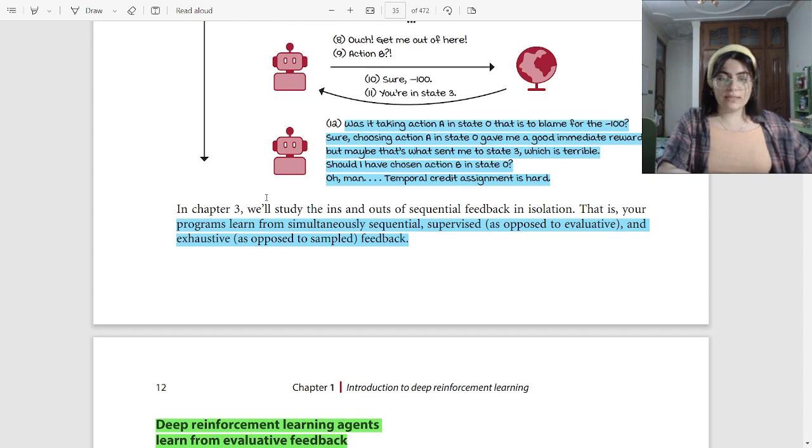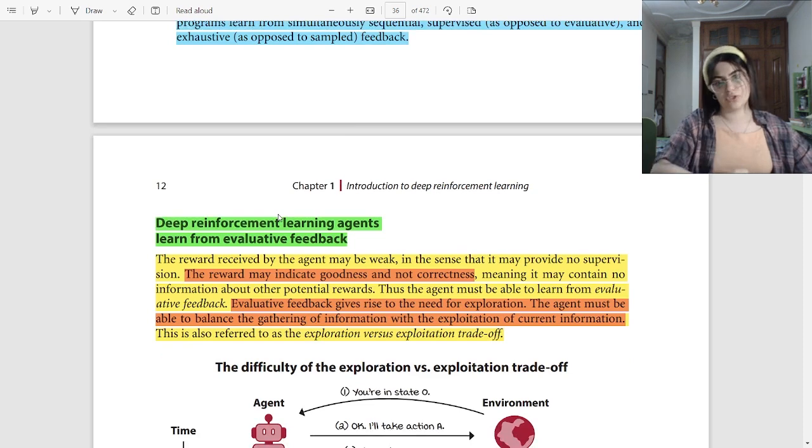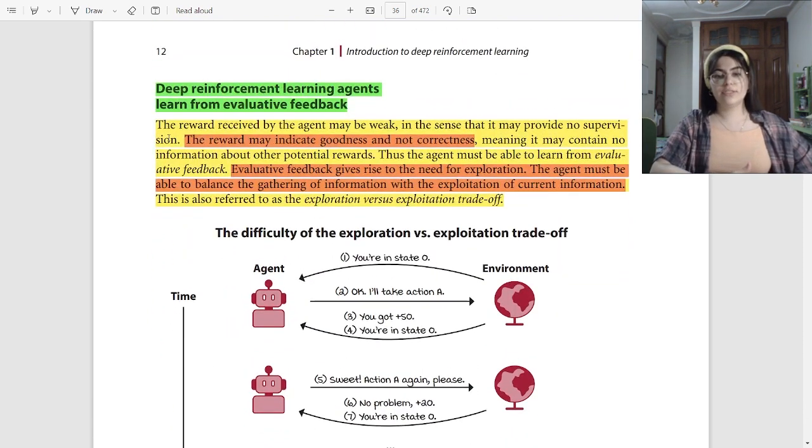And it mentions that in chapter 3 we'll study this sequential feedback in isolation, and it says that your program learns from simultaneously sequential, supervised as opposed to evaluative, which we'll learn about later, and exhaustive as opposed to sampled feedback. So in chapter 3, we'll study the way that the agent learns from just sequential and supervised and exhaustive feedback, not evaluative and neither sampled. And then we have deep reinforcement learning agents learn from evaluative feedback.